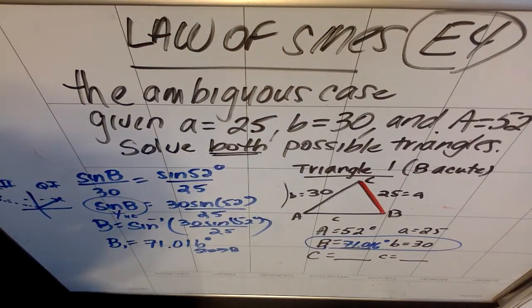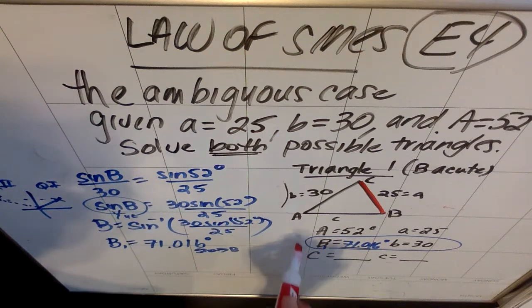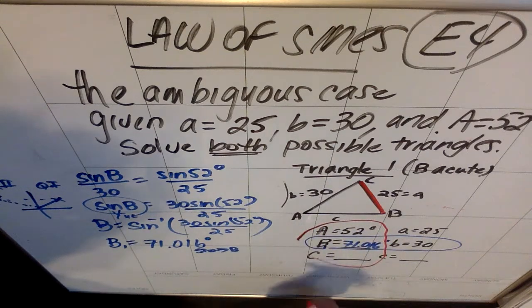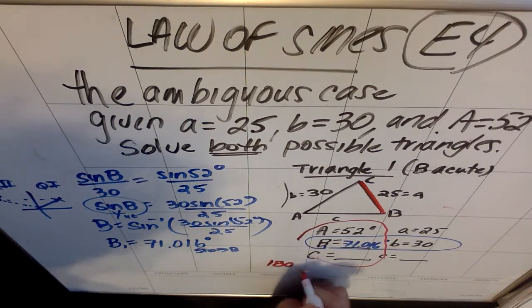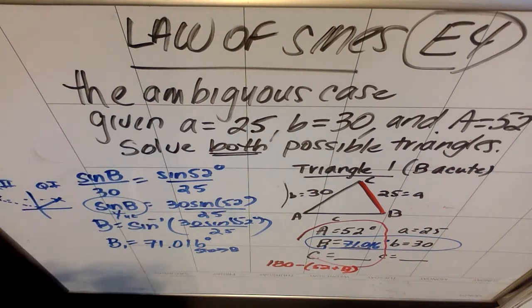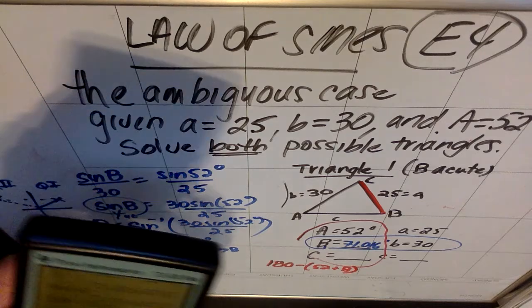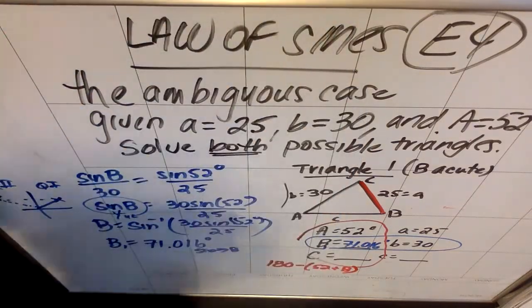So I can use that B to find what angle C is, right? Because I know that the sum of the angles in a triangle is 180 degrees. So I'm going to do 180 minus, in parentheses, 52 plus the thing I just stored as B. So 180 minus, in parentheses, 52 plus alpha B. And that's going to give me my value for C in this triangle.